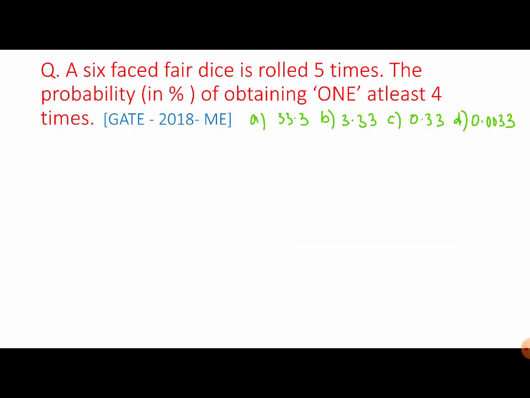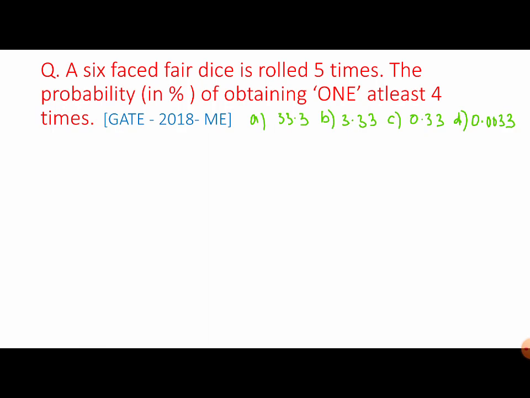Going ahead, next question. A 6-faced fair dice is rolled 5 times. The probability in percentage of obtaining 1 at least 4 times is. Now see here, you are rolling a dice 5 times.